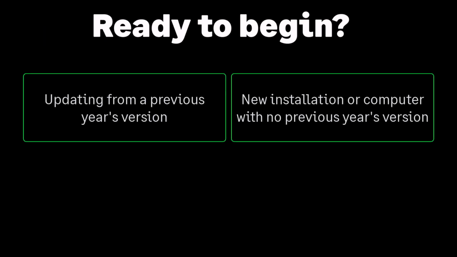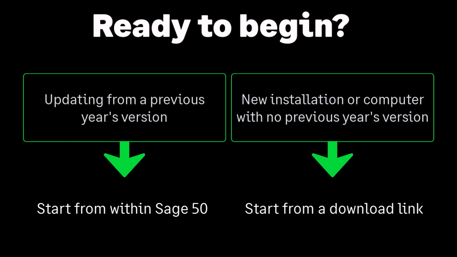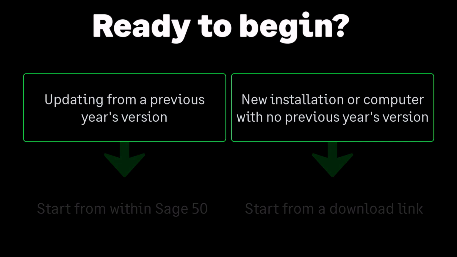When you're ready to begin, you can start the installation from within Sage 50 if you're updating an existing installation, or from a download link if you're installing on a new computer or one without the previous version installed. Now, let's walk through the installation steps. First, let's look at the process when you are updating from a previous year's version.